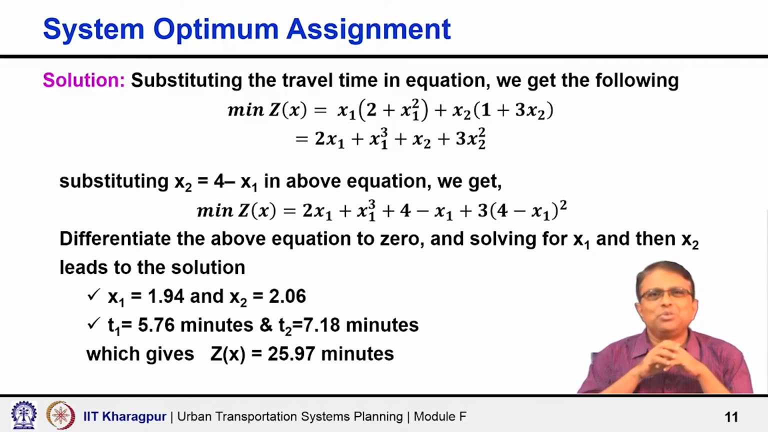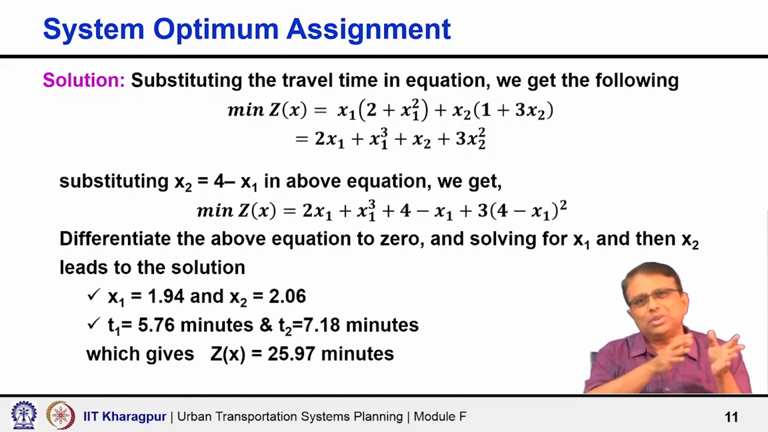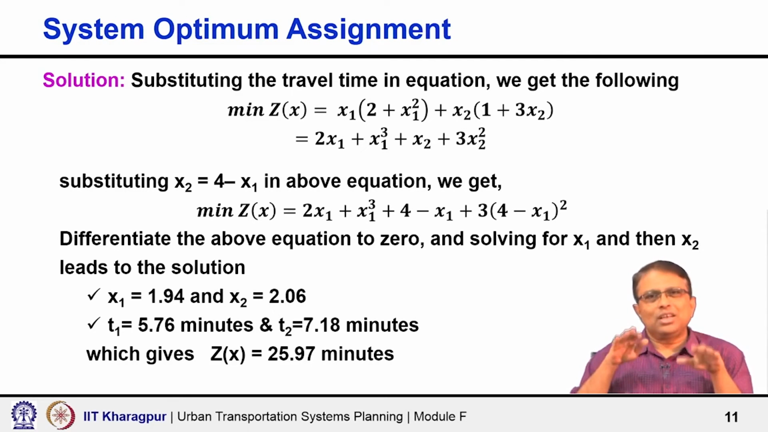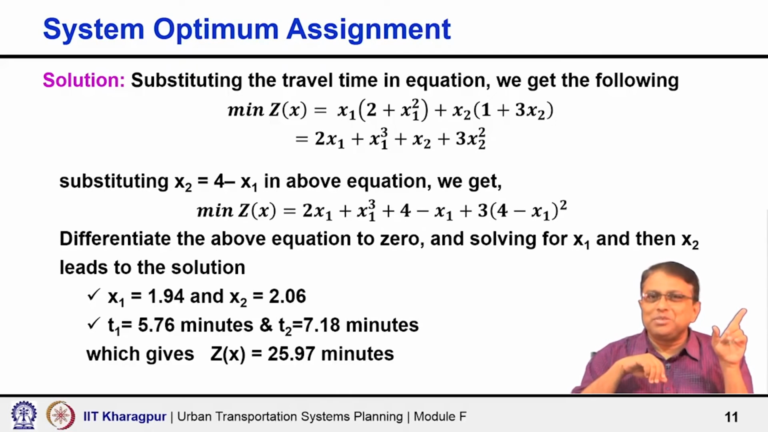So, in user equilibrium what will happen? Some more people from path 2 will shift to T1, and keep on shifting to T1 till the travel time on both the routes, or till T1 and T2, becomes the same. But that does not give me system optimal, because whatever you get here, the value of z, the aggregate travel time, is 25.97 vehicle minutes or so.